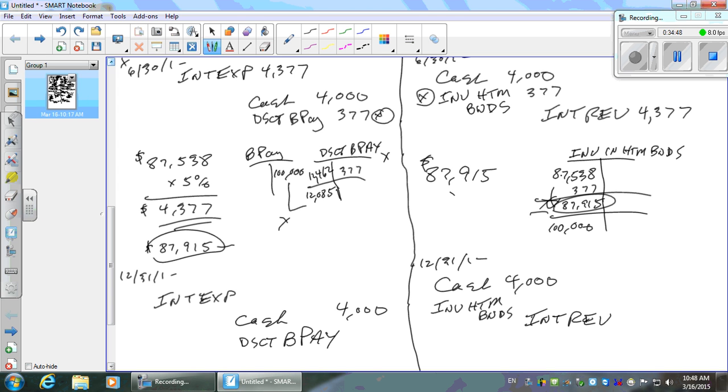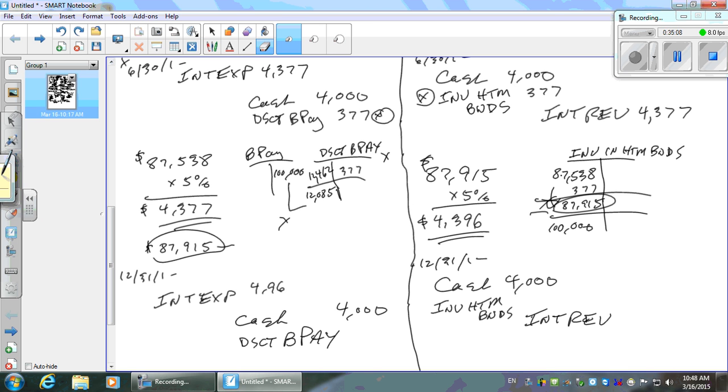So now it's 5% of that. So guess what? The interest is slightly more. How much was it? 4,396. So see, it's a little more than the 4,377. Everybody agree? So what's the interest expense? 4,396. What's the interest revenue?